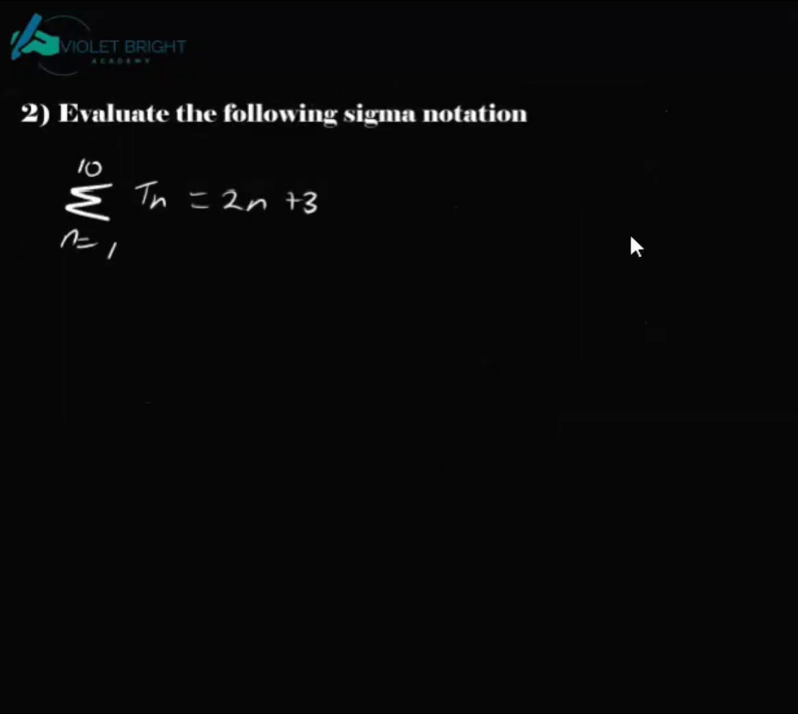Welcome back disciples. Let's resume the second segment of the video. So now here we're given a sigma notation. The lower limit is 1, the upper limit is 10, and we are given a general formula on how we're going to find the sequences.